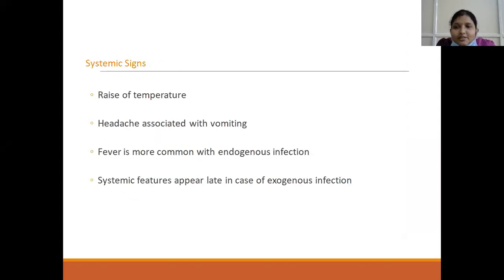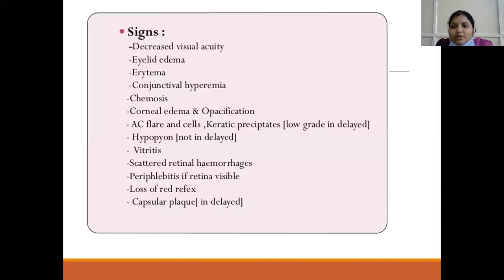So what are the systemic signs? It may be associated with raised temperature along with headache and vomiting. If any other systemic features are present, it indicates some endogenous infection is also present. So what are the signs which we examine in the patient? As already mentioned, there will be decreased vision and lid edema along with erythema.